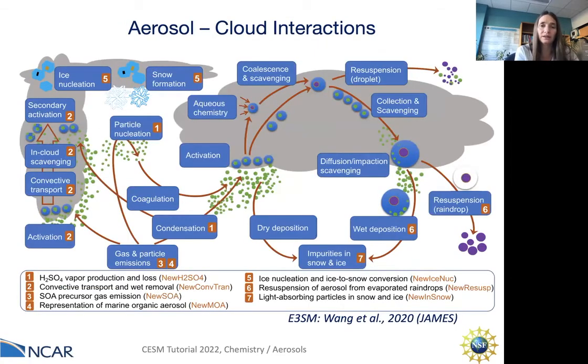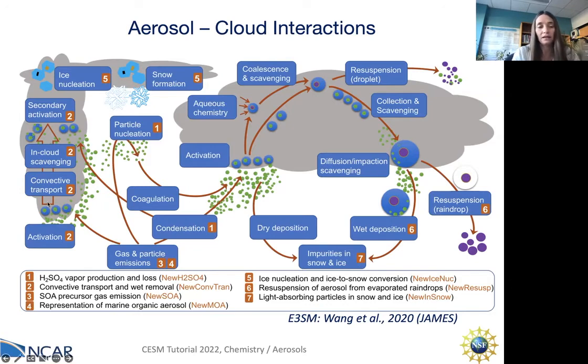And now one slide on the aerosol cloud interactions. This is actually a slide from Wang et al. 2020, from the JAMES paper that describes processes in E3SM. But our model, CAM-chem and CESM, now also has all these processes included, besides maybe one, I think the representation of marine organic aerosol, which is currently being implemented, but this is really a comprehensive way. We do include a lot of processes.